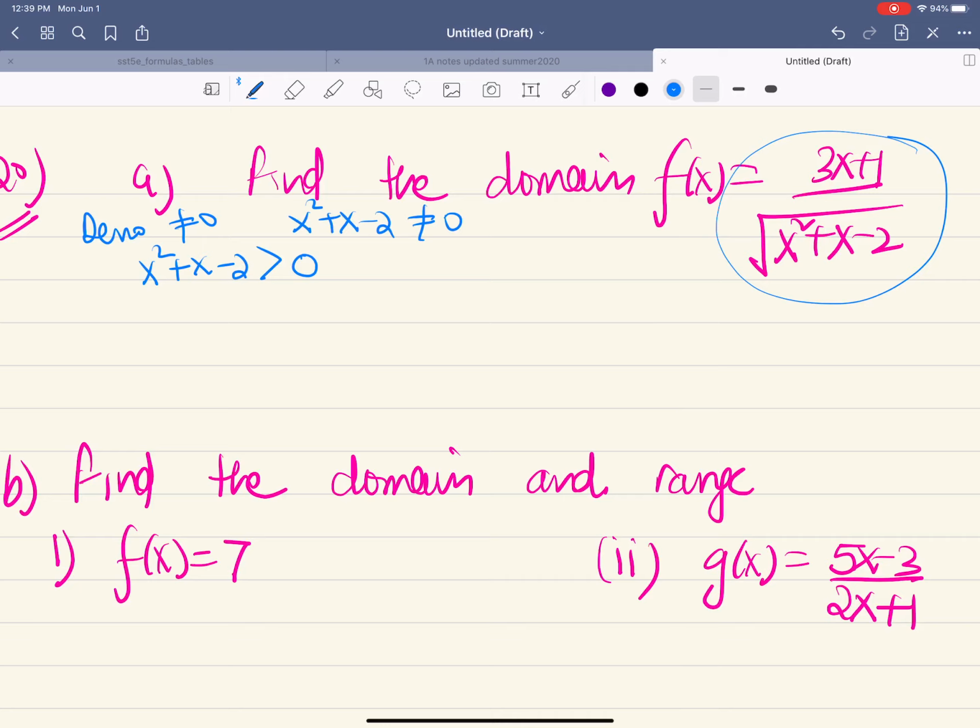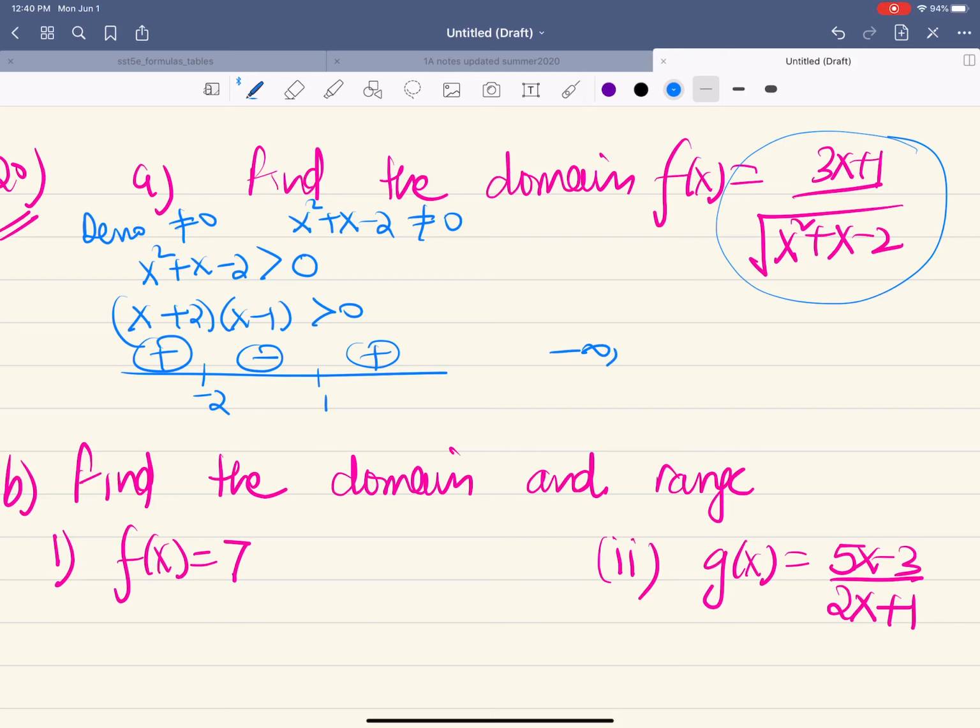Let's go ahead and factor this now. Two numbers that multiply to give you negative 2 and add up to give you positive 1. My critical values are negative 2 and 1. In between, I have a negative, and I have a positive here and a positive here. So the domain is going to be where I want it positive, greater than 0, which is happening from negative infinity to negative 2. Should I include negative 2? No, because that will make your denominator 0. In the same way, we should not include 1 either. Your domain is negative infinity to negative 2 and 1 to infinity.